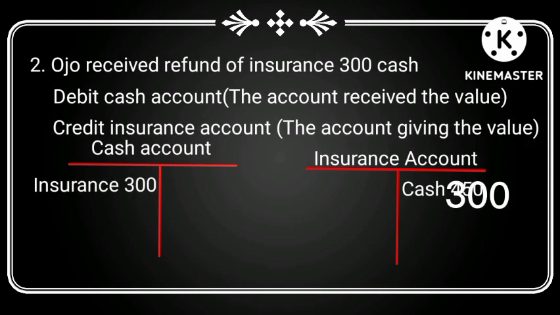Question 2. Ojo received back the cash he paid for insurance. He received $300 cash from the insurance. The cash account is debited with the amount the insurance returned, and insurance is credited with the amount of cash paid out.